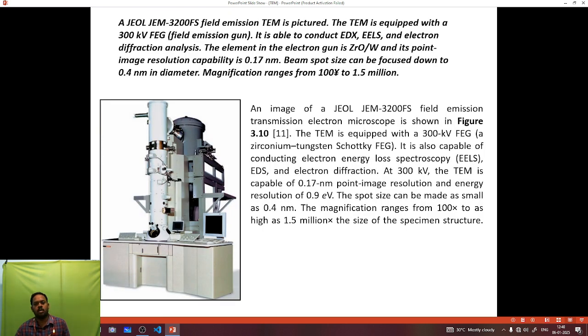This is a photograph of the JEOL JEM-3200FS field emission transmission electron microscope. This TEM is equipped with a 300 kilovolt FEG, field emission gun. It is able to conduct EDX, energy dispersive X-ray, electron energy loss spectroscopy, and electron diffraction analysis. In this particular instrument, the electron gun is zirconium oxide and tungsten, but depending on the manufacturer, they will use a different kind of electron gun. The only condition is that the electron gun should produce high energy electrons. This instrument is capable of resolving a 0.17 nanometer particle size range.